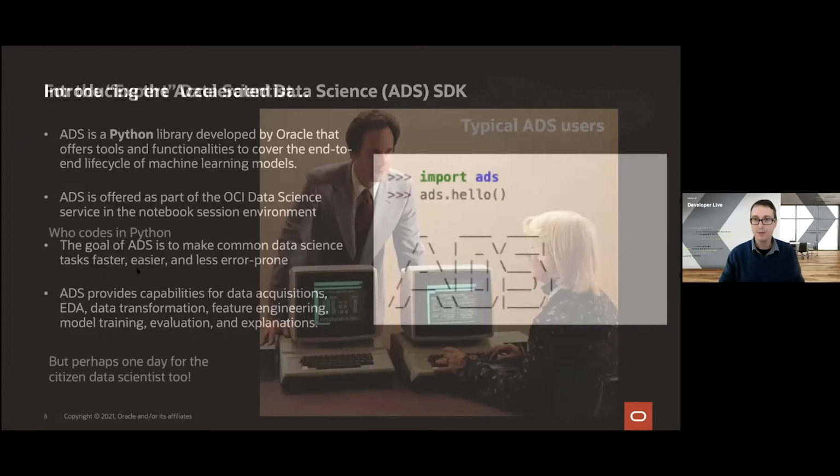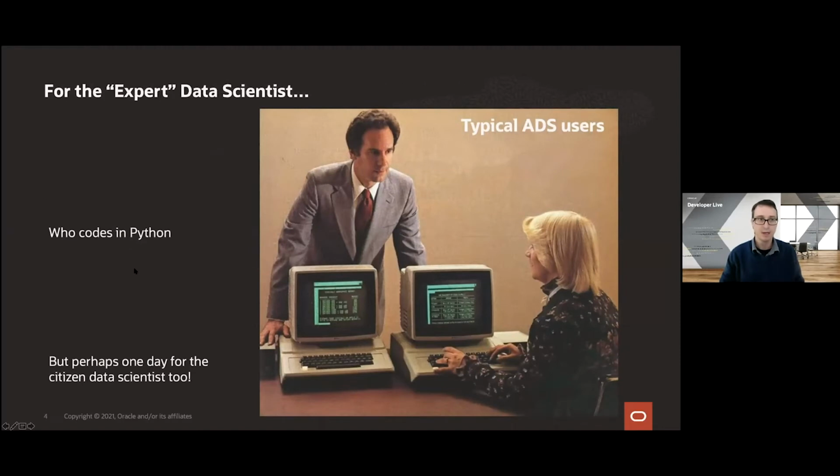And we've designed ADS for what we call the expert data scientist. I would say the expert is certainly going to get some benefit out of ADS, but I think the beginner data scientist will also enjoy using ADS. But really, the typical ADS user would be someone who codes in Python. So it's perhaps not designed for what we call the citizen data scientist, who would perhaps prefer to use a GUI or a standard drag and drop interface to train their machine learning models. So it's really for the coders at heart.